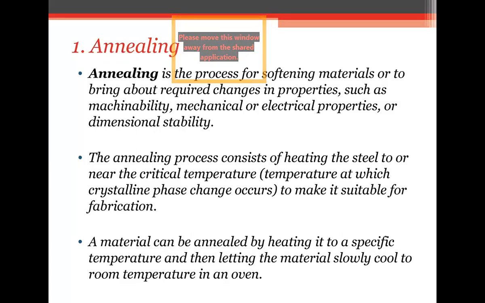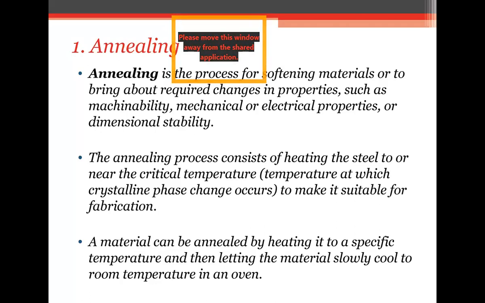In that, first, annealing process. Annealing is the process for softening material or to bring about a required change in property such as machinability, mechanical or electrical property or dimensional stability. The annealing process consists of heating the steel to or near the critical temperature to make it suitable for fabrication.